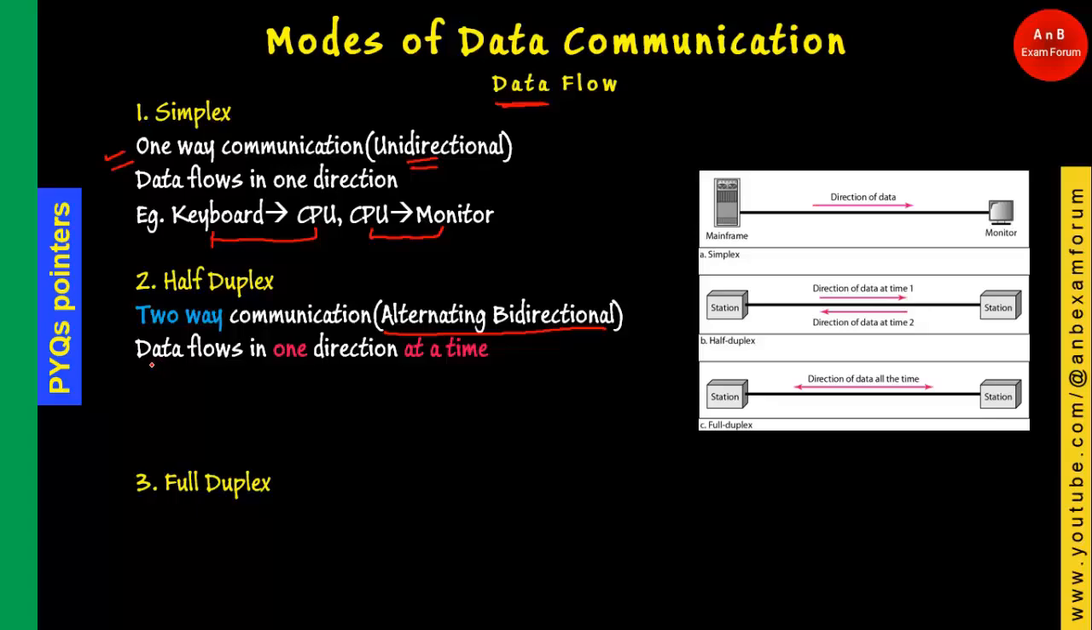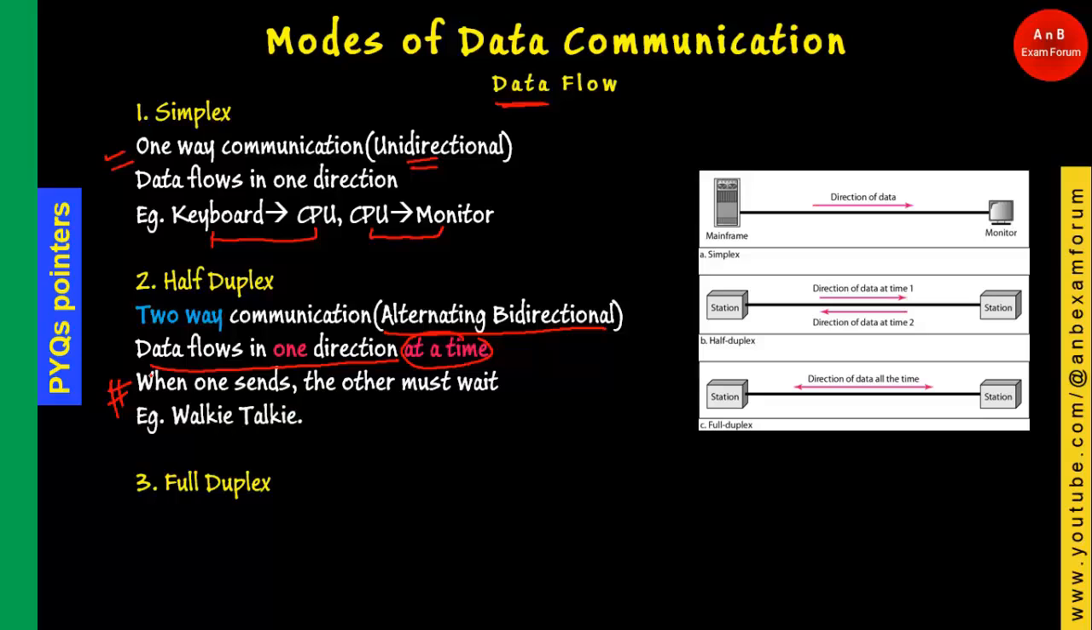It means that data can flow in one direction at a time. Suppose station 1 is sending data to station 2; while station 1 is sending data, station 2 cannot send data at the same time. Data will flow only in one direction at a particular instance of time. When one sends, the other must wait. This is the main characteristic of half duplex.